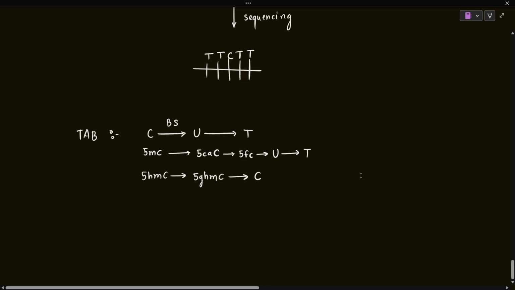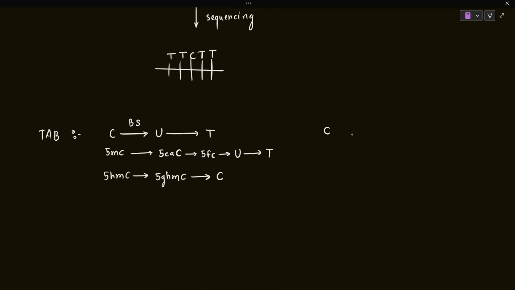So what will be the result? Cytosine will be read as thymine, 5-methyl cytosine will be read as thymine, while 5-hydroxymethyl cytosine will be read as cytosine. So this is the TAB sequencing result.